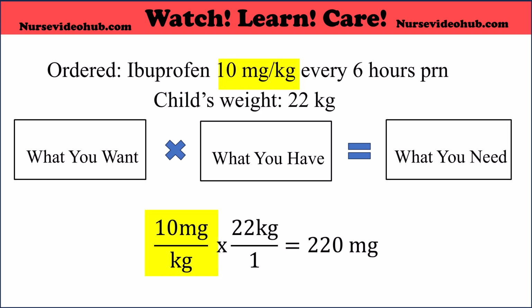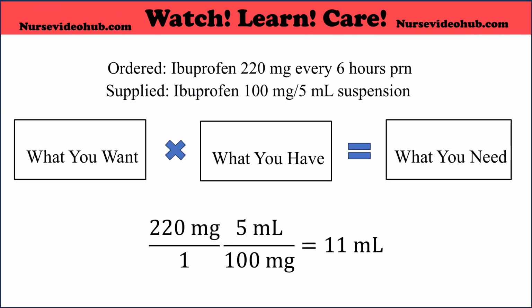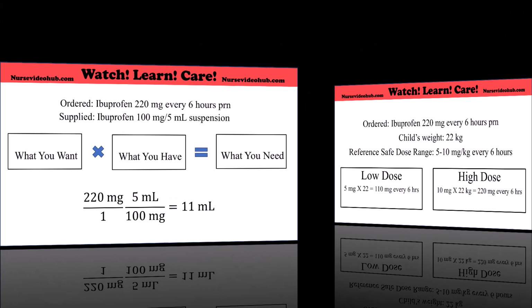First, calculate the patient's dose. 10 milligrams times 22 kilograms equals 220 milligrams per dose. Set up the problem with the calculated dose. Write out the prescribed dose as a fraction, 220 milligrams over 1. Then, write the available medication in a fraction with the units set up so they cancel out, 5 milliliters over 100 milligrams. You calculate the answer by multiplying across. 220 times 5 divided by 100 equals 11. The milligrams canceled out, leaving you with milliliters. You would administer 11 milliliters of the ibuprofen oral suspension.